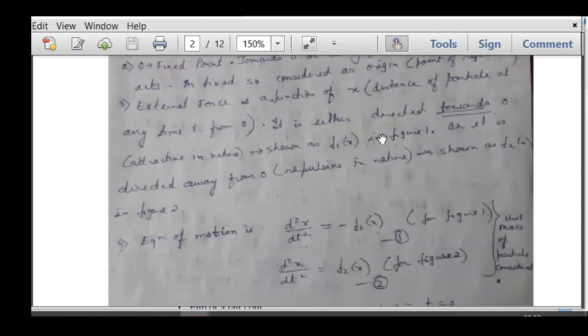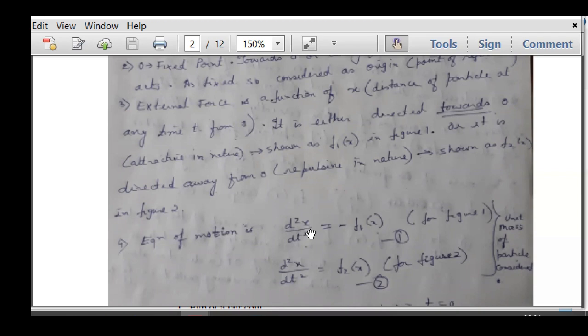Now once we have all this information in our hand, the equation of motion is the foremost important thing to solve any particle dynamics problem. So equation of motion means what? This is d2x/dt2, which means the acceleration of the particle. The change of x with respect to t gives you velocity, so this is dx/dt, and again the change in velocity with respect to t gives you acceleration.